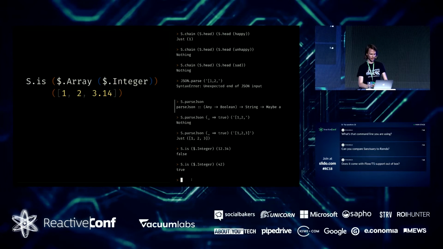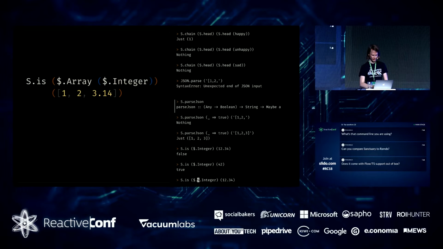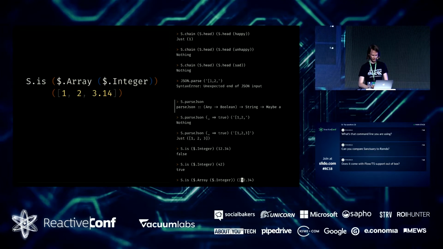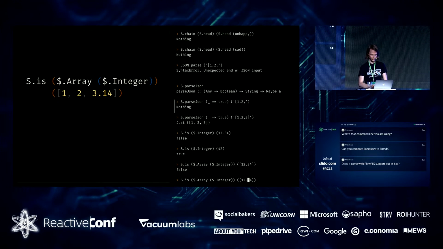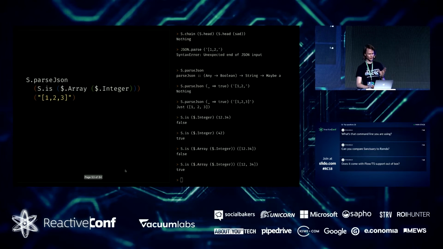So we can ask whether this value is an array of integers. So let's try this. So that's not an array of integers, but let's try this. That is. So that's really sweet. Now let's come back to parseJson.